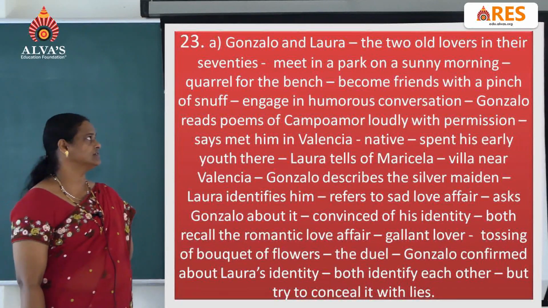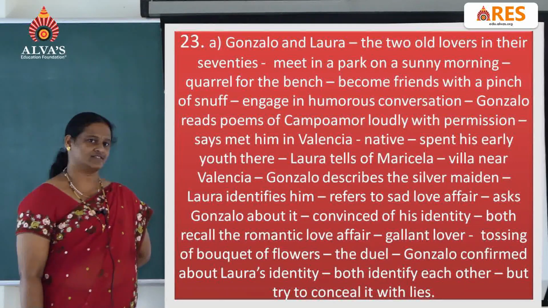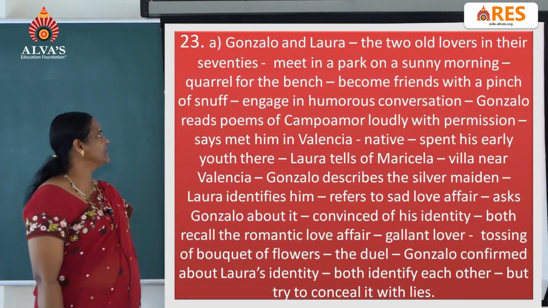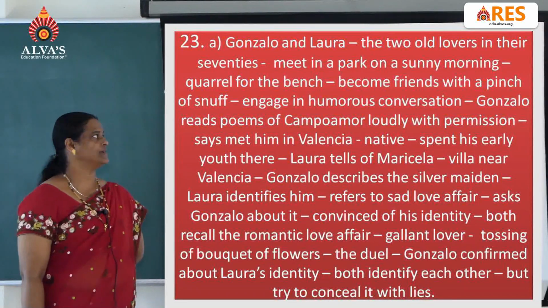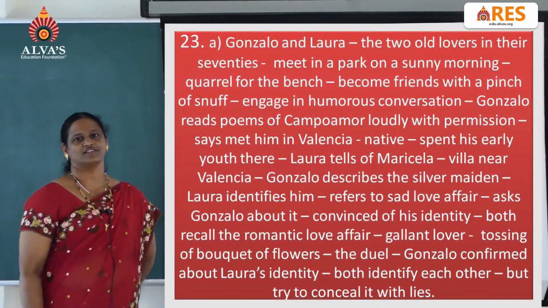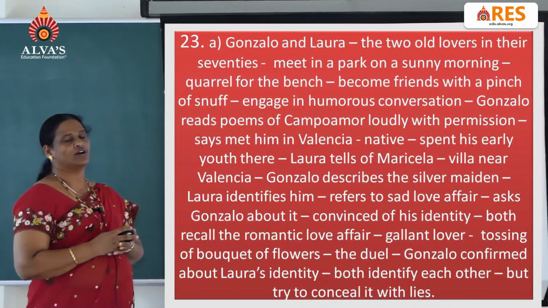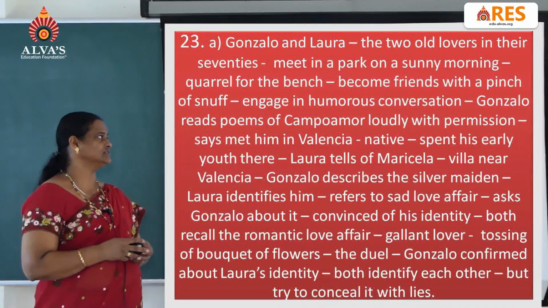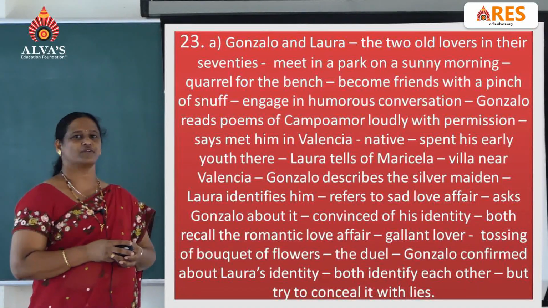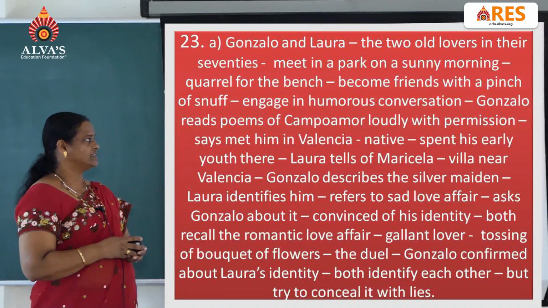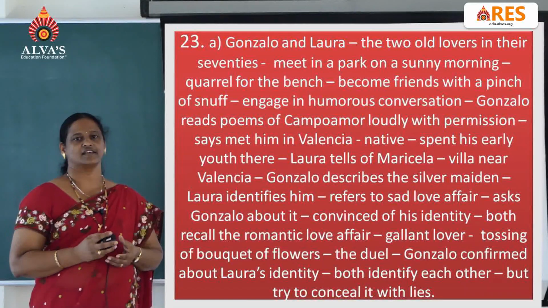Gonzalo and Laura, the 2 old lovers in their 70s, meet in the park accidentally. That was on a sunny morning. First, they quarrel for the bench. Later, they become friends with a pinch of snuff. Then they get engaged in humorous conversation. Gonzalo reads the poems loudly with permission from Laura from Campoamor. And then he tells that he met Campoamor in Valencia and he is a native of that city.